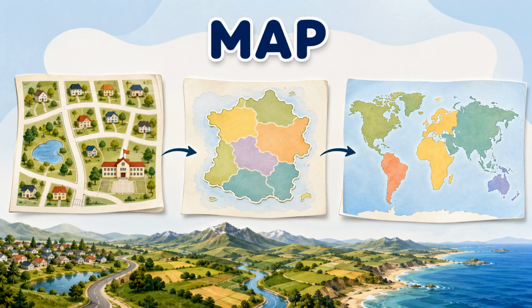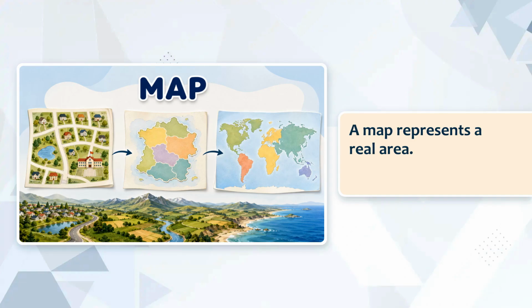These flat sheets represent places of very different sizes, from a neighborhood to the whole world. A map is a scaled drawing of an area on a flat surface that helps us locate places and see how they relate. Look at the 3 flat sheets. A map represents a real area. It turns a real place into something we can use.